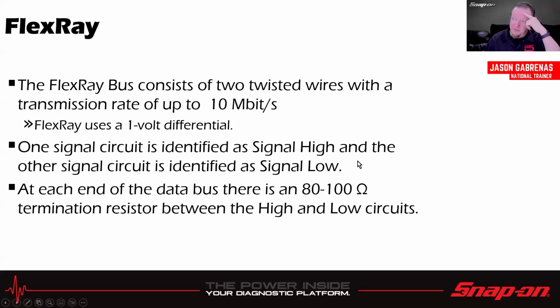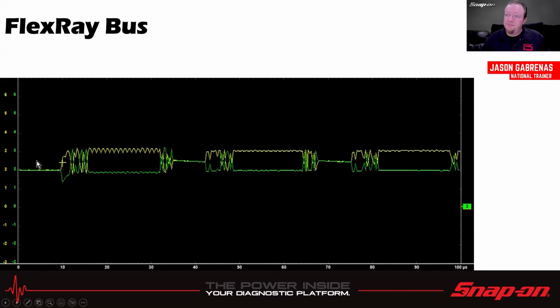One signal circuit is identified as signal high, and the other one is signal low. At each end of the data bus, there's an 80 to 100 ohm termination resistor between the high and low circuits. That can vary. There's a range allowed in the spec. And then there's kind of what it would look like. So we see lots of ons and offs and 1s and 0s, but you see it's very, very small.